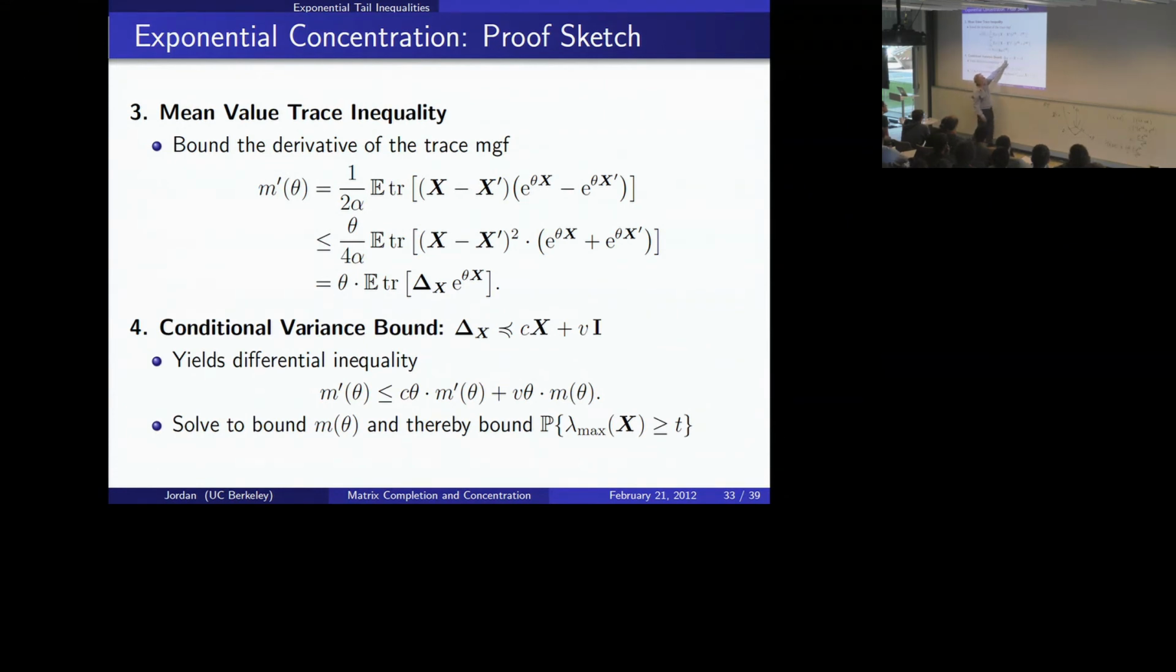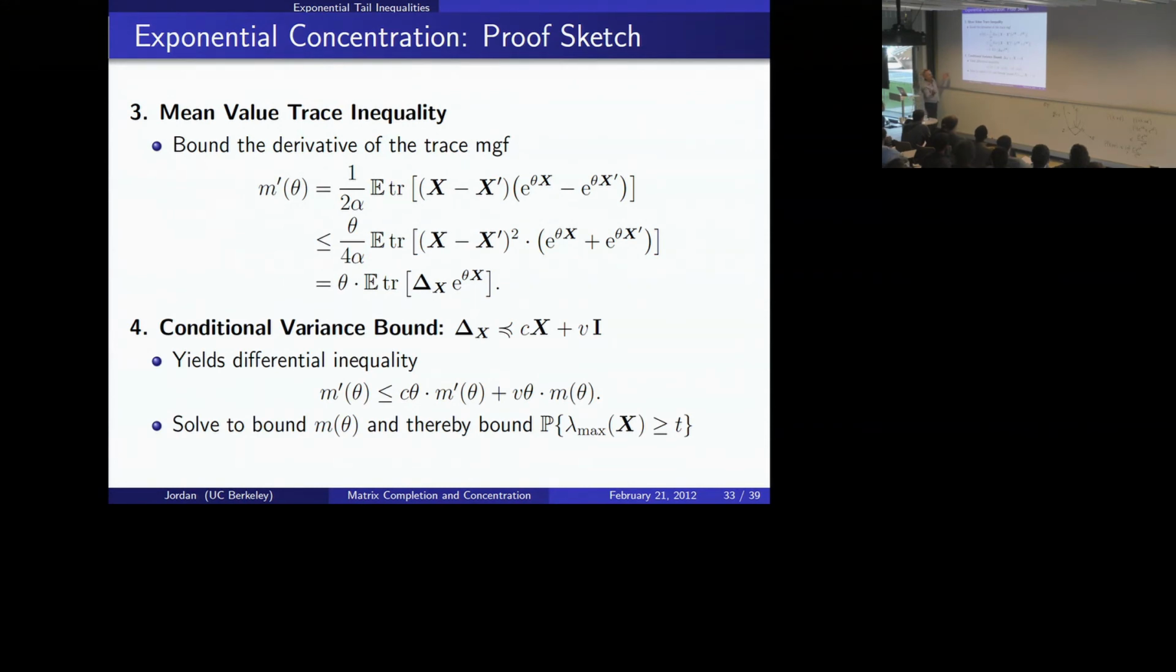In particular, what if we assume the variance is controlled in this way? So plug this back into here, right? And you get Cx times this. Well, that's just m of theta times c, m prime. And you get I times this. Well, that's just the moment generating function itself, times v. Right? So now we get a little simple differential inequality that any calculus student can solve.